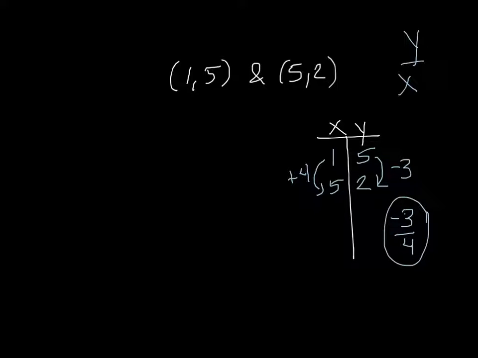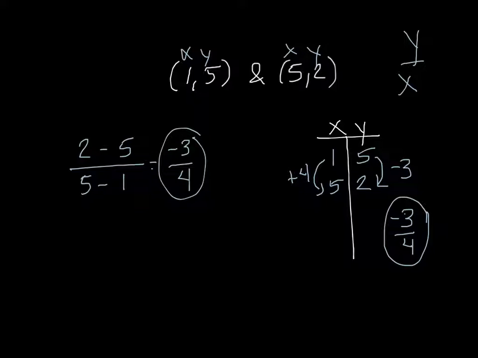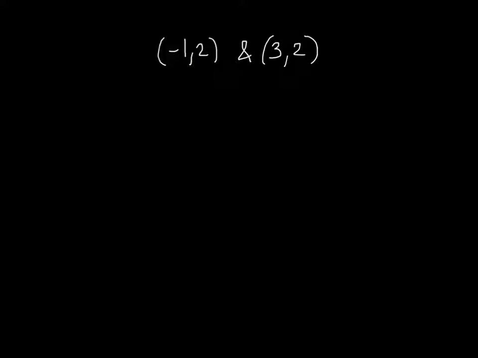If I did my subtraction fraction, I have x and y. I take my second y value minus my first y value over my second x value minus my first x value. 2 minus 5 is negative 3. 5 minus 1 is 4, and there's my slope. So either way, you should get negative 3/4. Now, as we go on here, it might be a good idea to hit pause and try this yourself before I do it, just to make sure that you can do this if you're watching this to learn it.